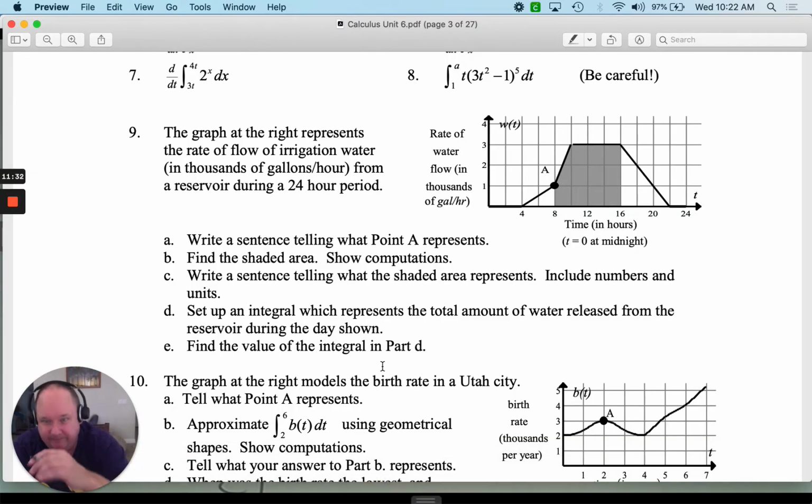Part C says, write a sentence telling what the shaded area represents. So again, both axes. So what's the time? From 8 a.m. to, that's noon, that's what, 4 p.m., right? 4 hours after noon. So from 8 a.m. to 4 p.m. So start there. Nice and simple. Let it be simple. From 8 a.m. to 4 p.m., how many gallons of water flowed out of the reservoir? 22,000 gallons of water flowed from the reservoir.